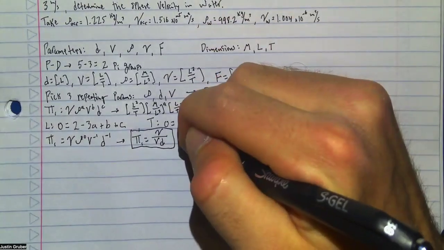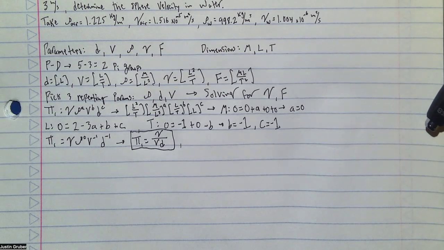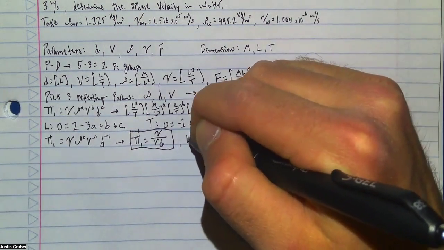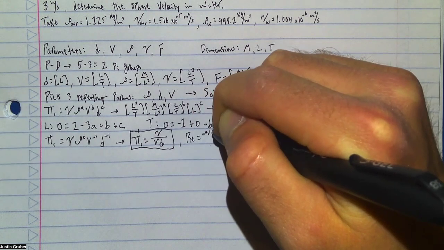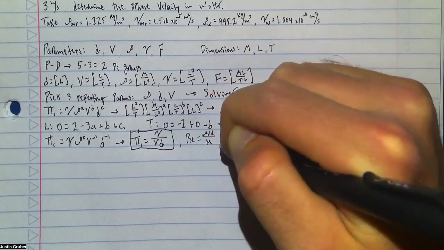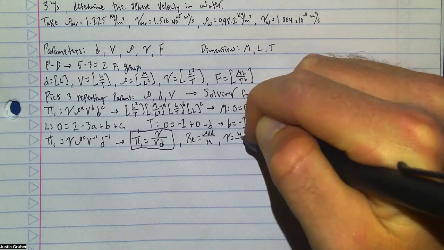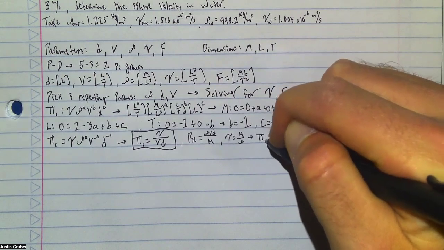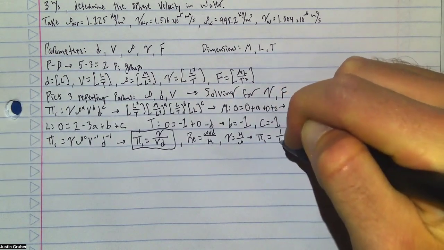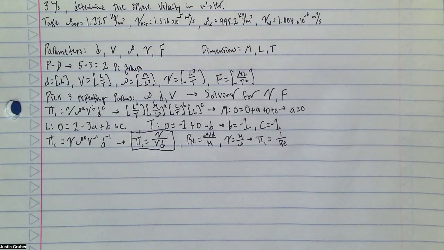If you're slick, did you guys talk about Reynolds numbers at all? Talk about what a Reynolds number is? Yeah. All right. So Reynolds number is rho v d over mu, but nu equals mu over rho. So you can also write this as pi 1 equals 1 over RE, right? It's the inverse of Reynolds number.